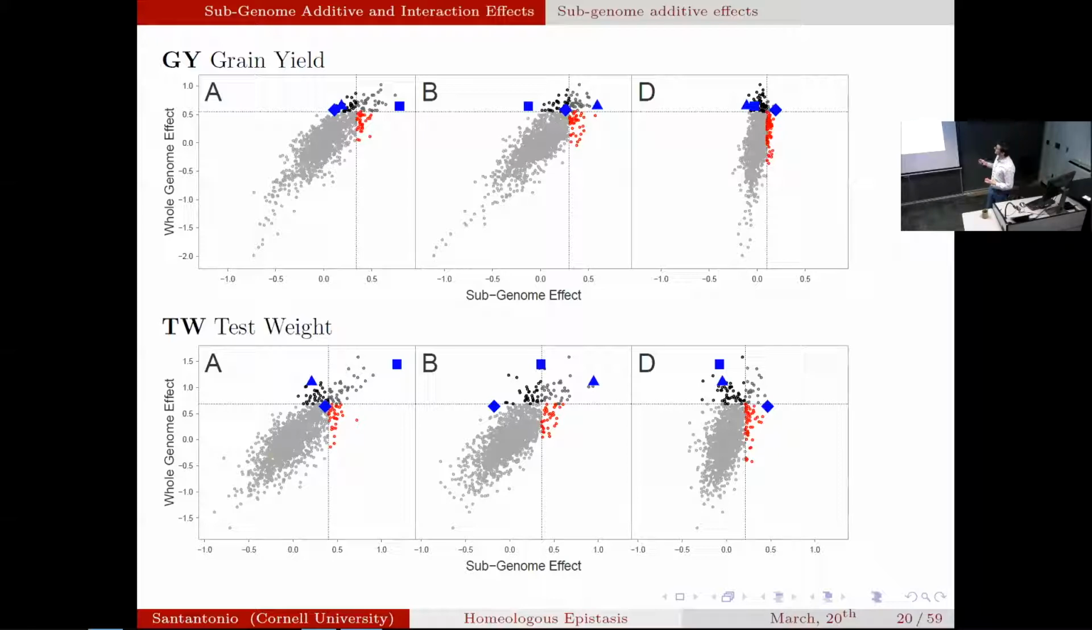The best individual for the D genome again has relatively moderate values for A and B. So you might say, okay, let's take the best individual for A and mate it to the one that's the best for B. In this case, for grain yield, most of these individuals will at least be in your pool of individuals you might select, even if you wouldn't necessarily make these specific crosses. But you can see for test weight, for example, the best D individual doesn't have a particularly good whole genome effect. So it might be thrown out altogether and never considered for population improvement.